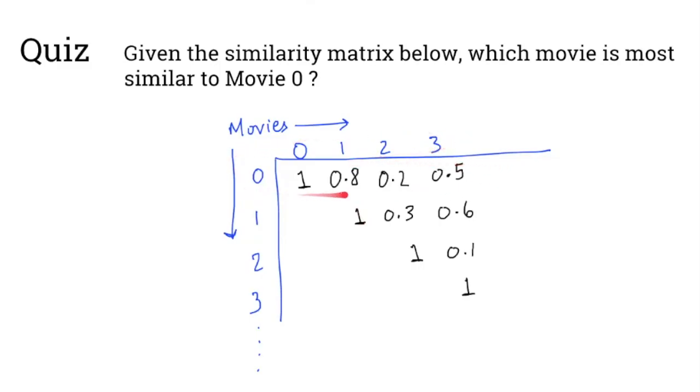Okay. So movie 0 is similar to movie 0, definitely 100%, right? Next, given these similarity scores, what is the next most similar movie? Movie 1, right? Movie 1 has a similarity score of 0.8 with movie 0. As simple as that. Movie 2 is just 0.2 and movie 3 is 0.5. So the right answer to this is movie 1, because movie 0 and movie 1 have a cos theta of 0.8. Okay.